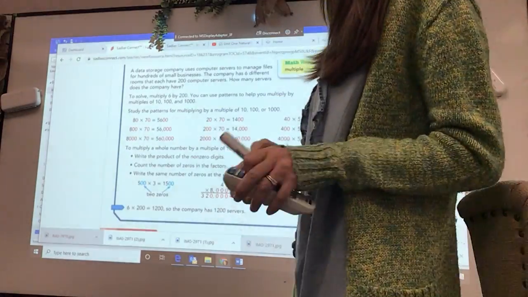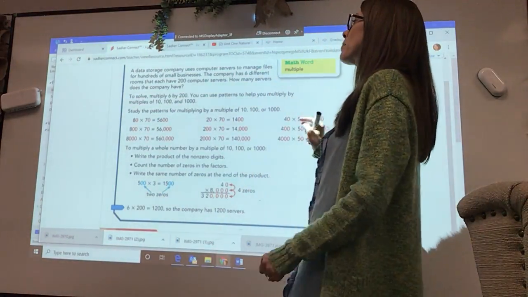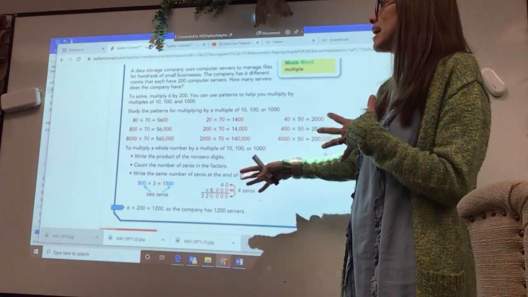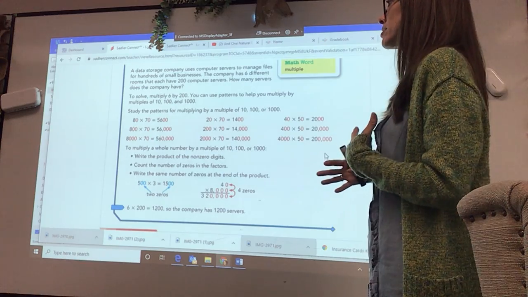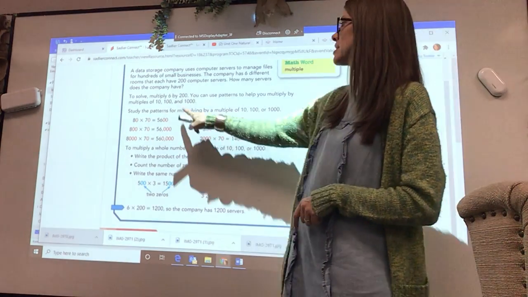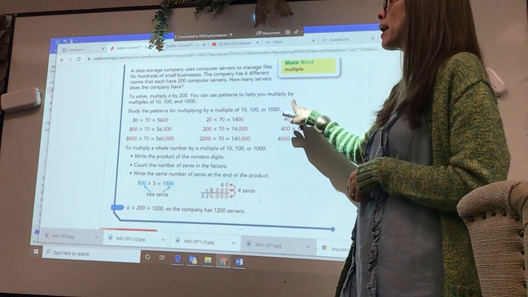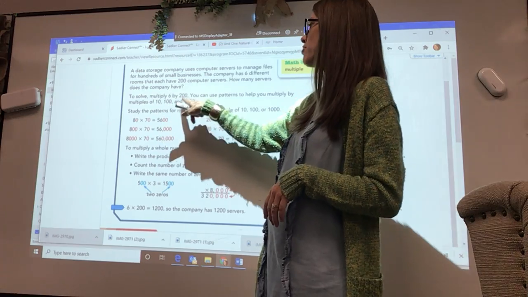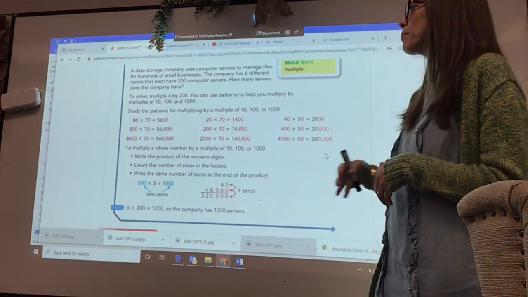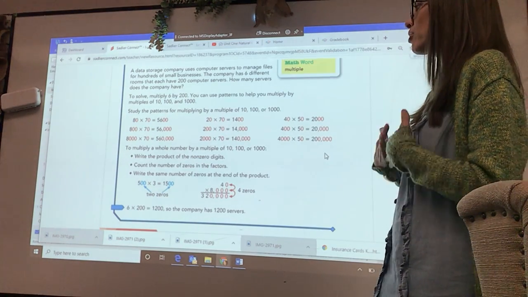There we go. A data storage company uses computer servers to manage files for hundreds of small businesses. The company has 6 different rooms that each have 200 computers. How many servers does the company have? To solve, multiply 6 by 200. You can use patterns to help you multiply by multiples of 10, 100, and 1,000. Study the patterns right here for multiplying by a multiple of 10, 100, or 1,000.